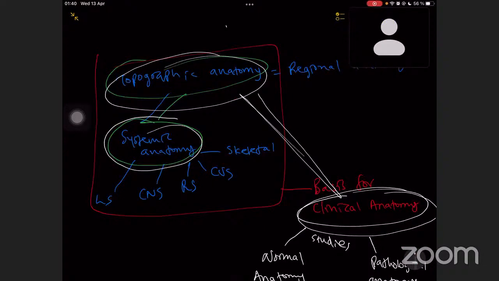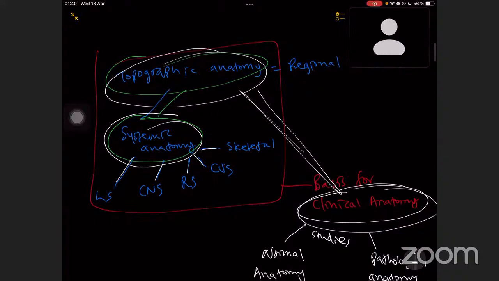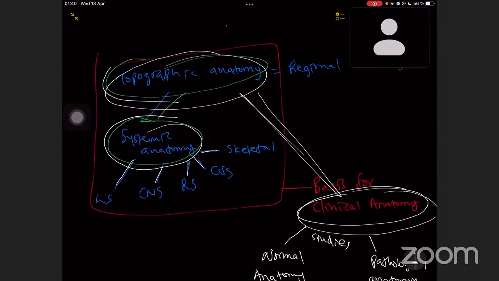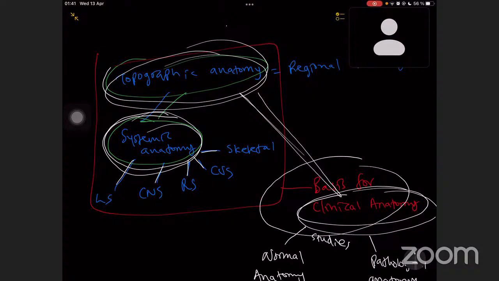Systemic anatomy studies different organ systems, right? Which is general anatomy in essence. So systemic anatomy studies the skeletal system, cardiovascular system, respiratory system, central nervous system, the lymphatic system, and so forth. The systemic and the topographic anatomies both serve as the basis for clinical anatomy, right? Together, they are the basis for clinical anatomy.